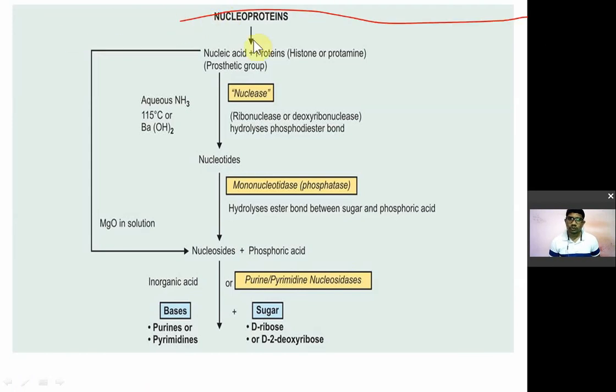Complex of protein with the nucleic acid, that is known as a nucleoprotein. So it consists of a nucleic acid plus protein. So nucleic acid is wrapped in the proteins.